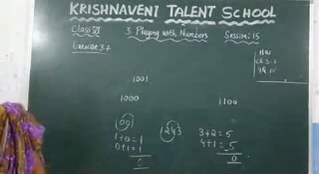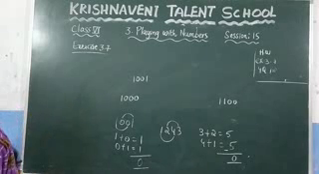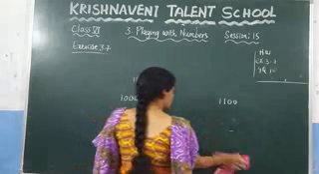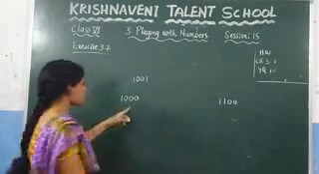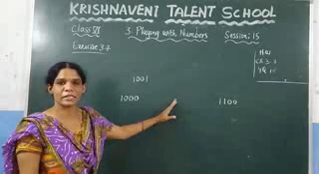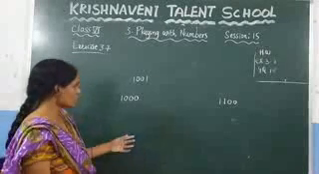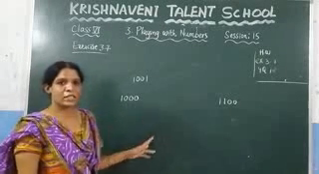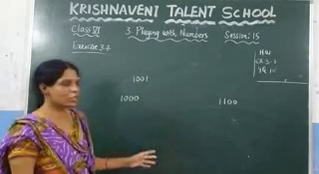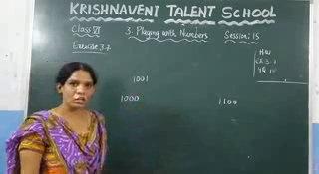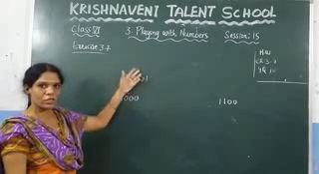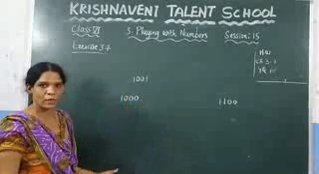Now you need to write the next number that is divisible by 11. What is the next number that is divisible by 11? If you want to write, there is no need to check 1002, 1003, 1004 like that. If you check like that, it will take a lot of time. What we need to do is just add 11 to this number so that you will get the next number that is divisible by 11.